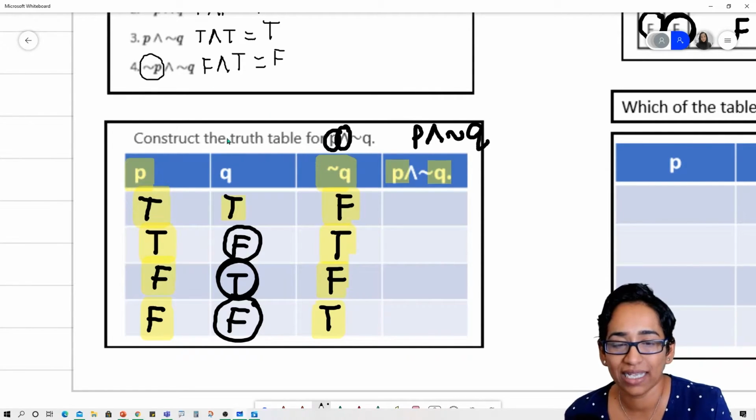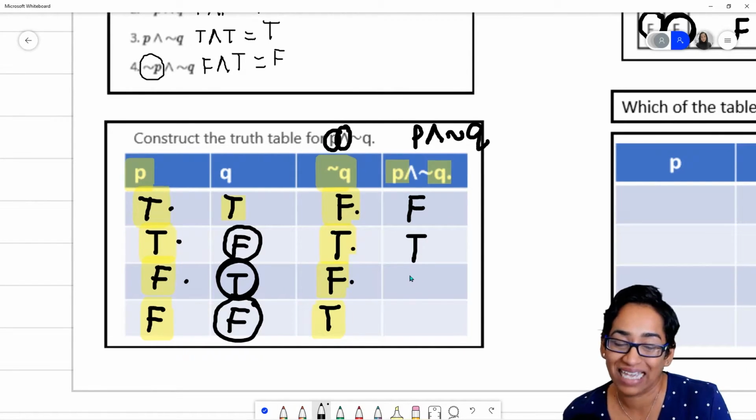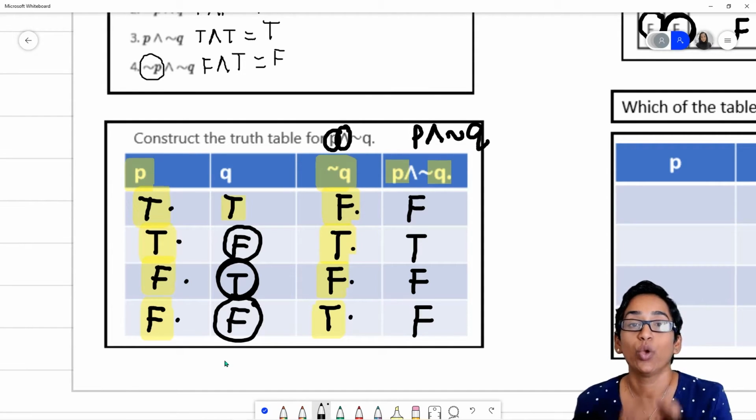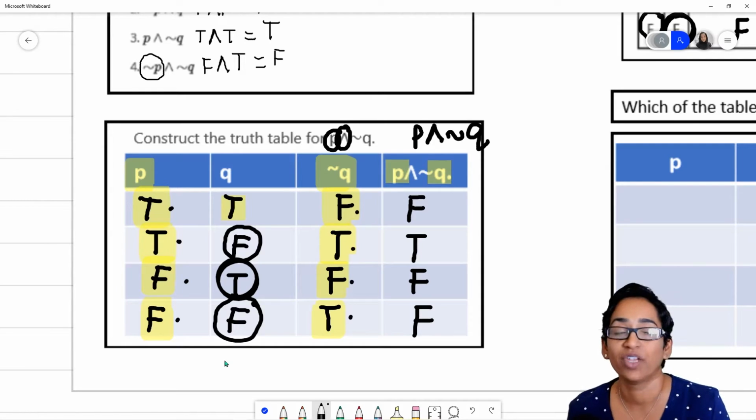So I'm going to look and see true and false, false. True and true, true. False and false, I don't have to think, it's false. False and true, false. Okay? Conjunction is true when both of them are true. Disjunction is true even if one of them is true.